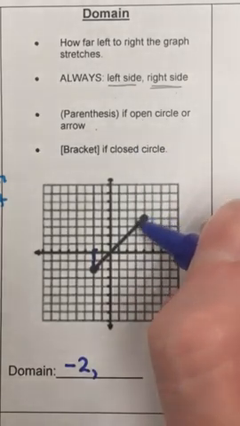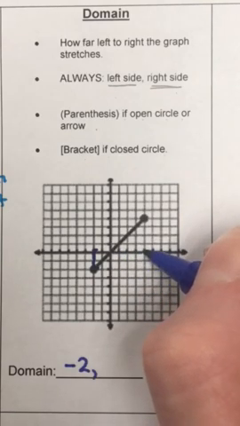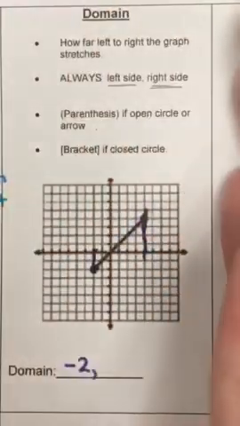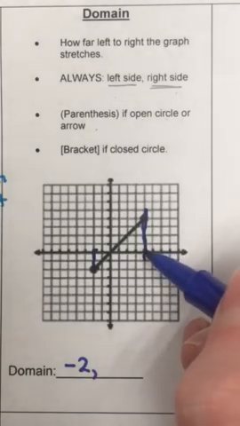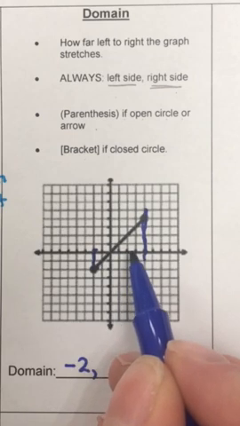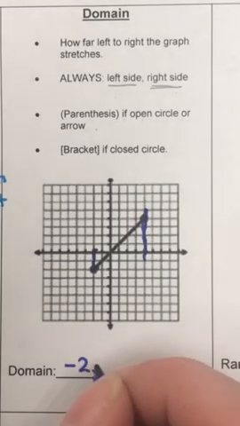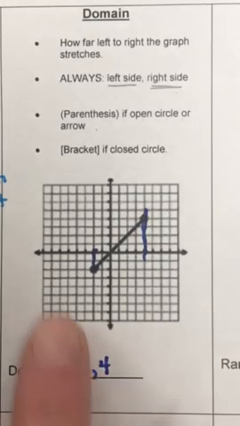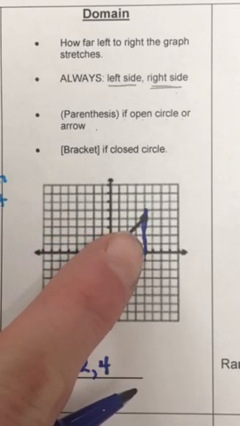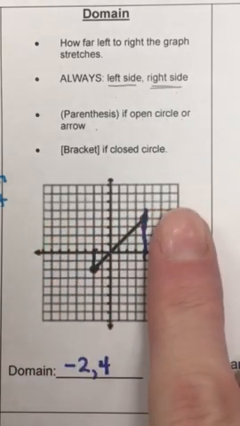Now I've got to say how far to the right it goes. Well, if I move over, move over, move over, move over, it's even with this right here. See, that graph does not go any further right on my grid than this right here. So what point is that on the x-axis? Well, if you go back to 0, you count over 1, 2, 3, 4. It's even right there with 4. So this graph stretches from -2 over to +4. Okay, so domain goes how far left to how far right.